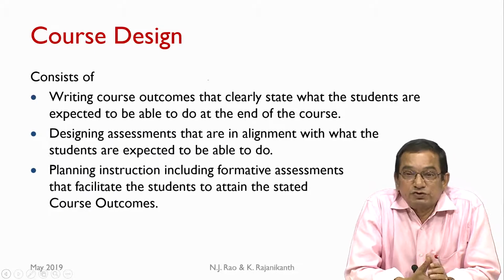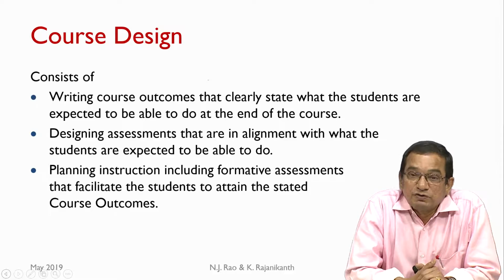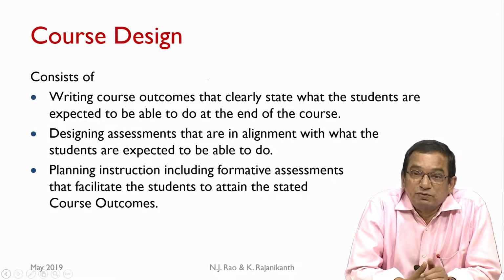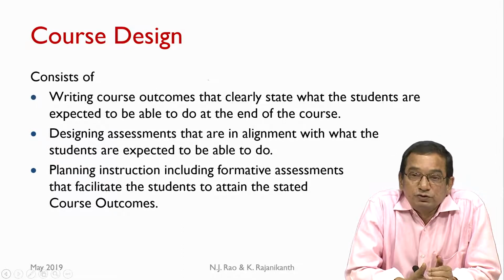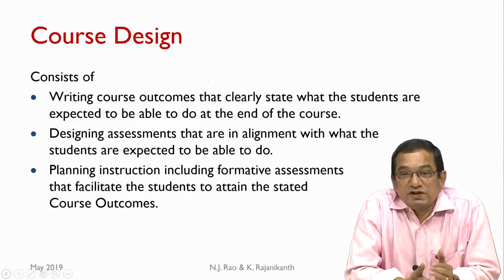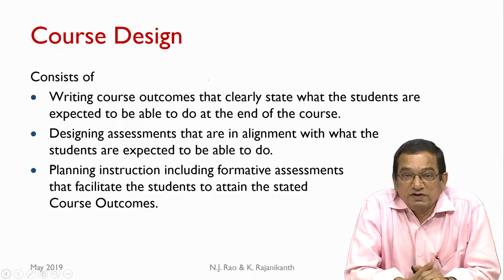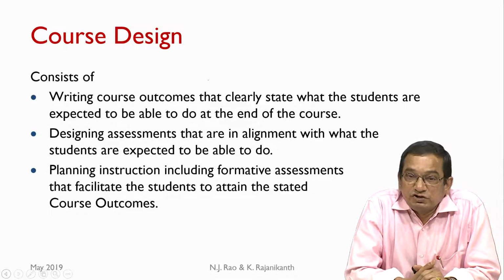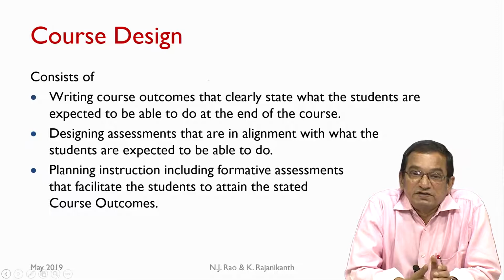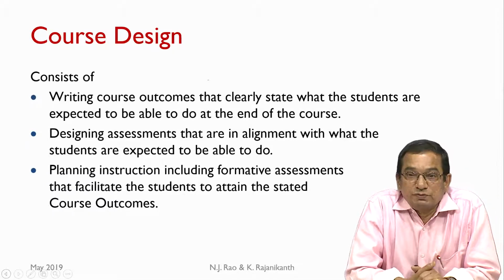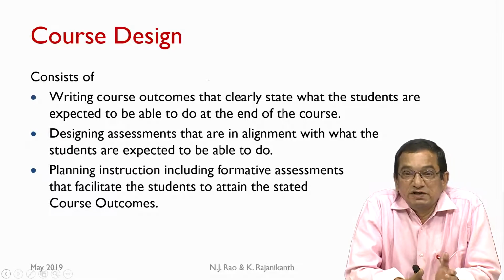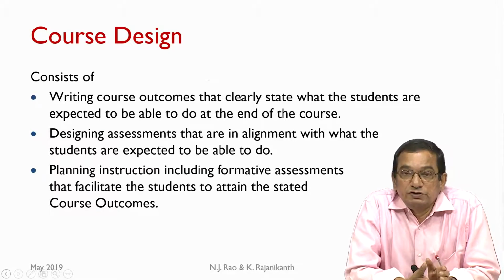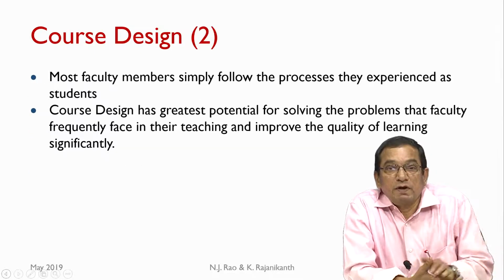What is it that we want our students to be able to do, which are the course outcomes? How do we know to what extent they are able to do what they are expected to do, that is the assessment, and what do we do to help the students do what they are expected to do. So, what kind of instruction do we plan? The instruction including formative assessments that facilitate the students to attain the stated course outcomes. So, instruction, assessment and COs, and when all these 3 are aligned to each other, the quality of learning will be generally better. So, we need to look at all these issues in the course design.